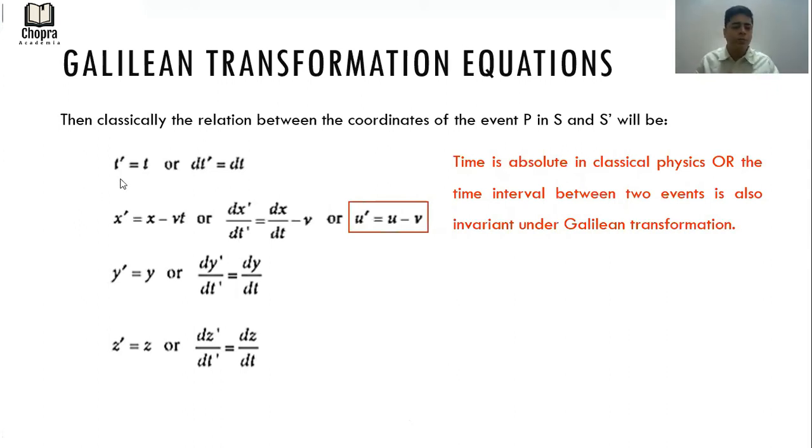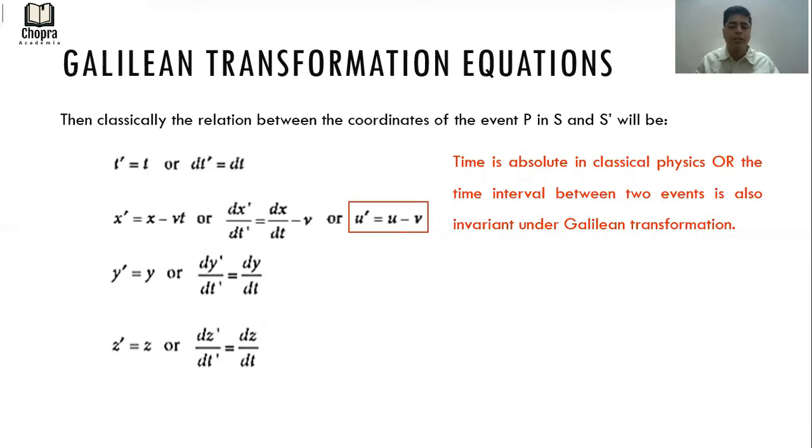So we can also call this that time is absolute in classical physics, or even the time interval between any two events is also invariant under Galilean transformation. So classically it was believed that time is absolute. Okay, so if you have any two events, say we are talking about events p1 and p2, then we can also say that t2 minus t1 is equal to t2 dash minus t1 dash. So that is what is meant by time is absolute, or even the simultaneity of events holds good.